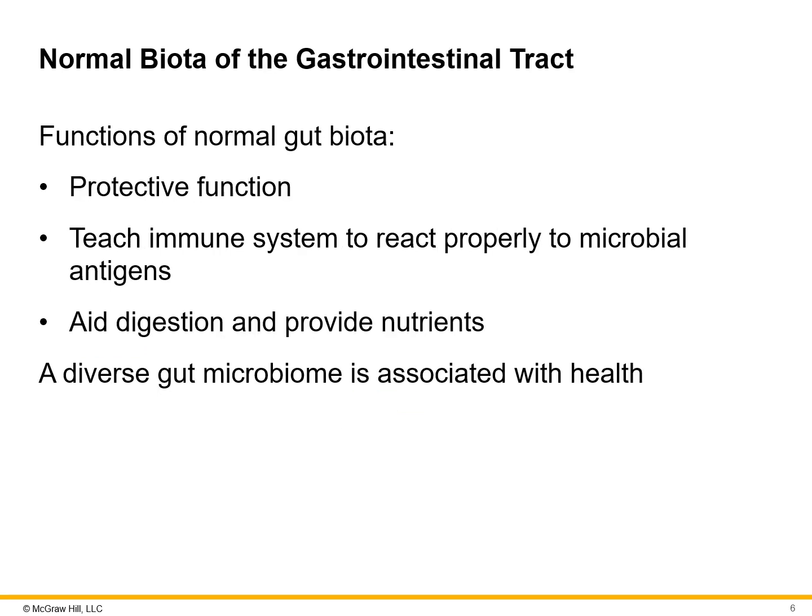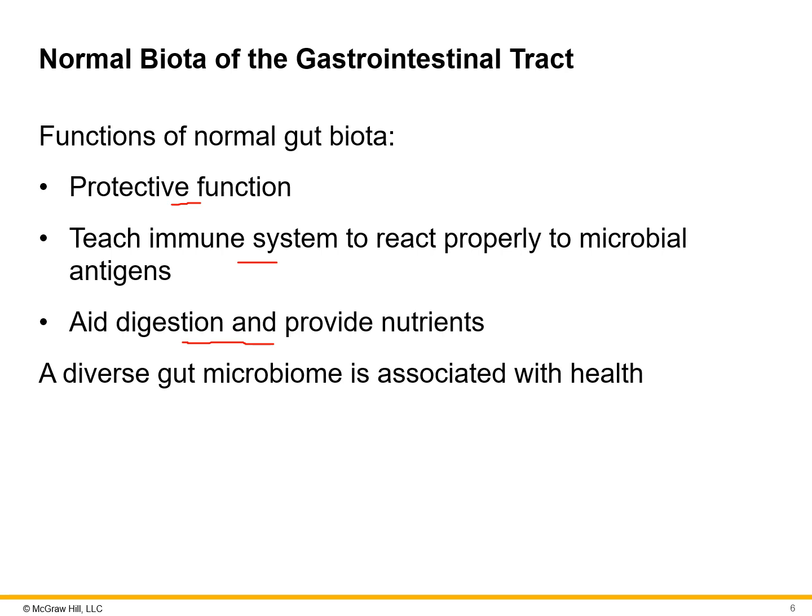So looking at the functions of these huge numbers of microbes that make up our biota, mainly a protective function, so taking up space so that microbes can't attach, but also just teaching the immune system how to react properly to prevent autoimmune diseases. And then a lot of them actually are beneficial to digestion and providing nutrients. Of course, not quite as evident in humans, but if we think about cattle and their gut biome, that's actually how they digest cellulose that they couldn't digest without bacteria that break down the plant cell walls.